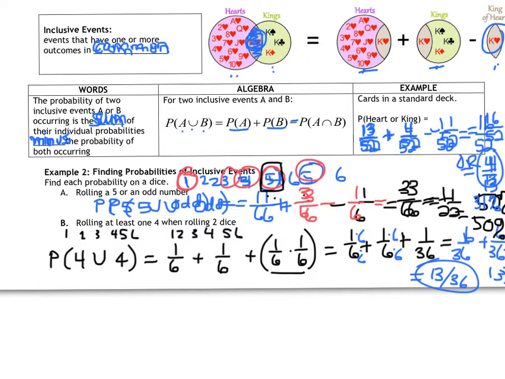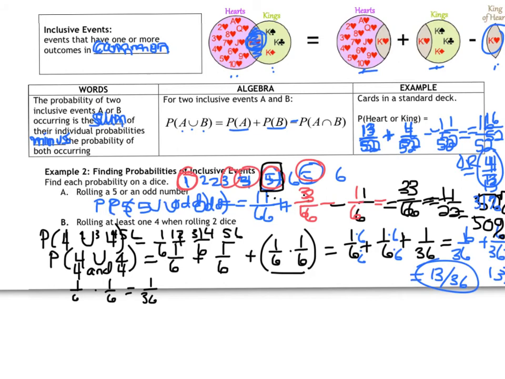Next, we want to roll at least one 4 when we roll 2 dice. So we're going to have the probability of rolling a 4 or a 4. We are going to have a 1 in 6 shot at rolling a 4 the first time. We're going to add on a 1 in 6 shot of rolling a 4 on the second one, and then we need to get rid of rolling 2 4s. Well, if we roll a 4 and a 4, that'd be 1/6 times 1/6, which would be 1/36.